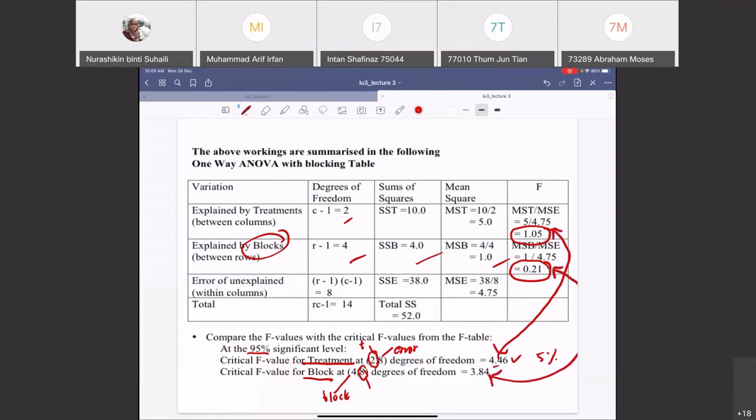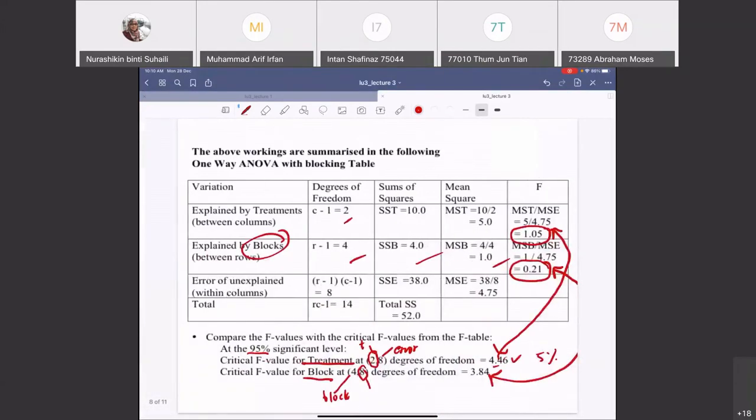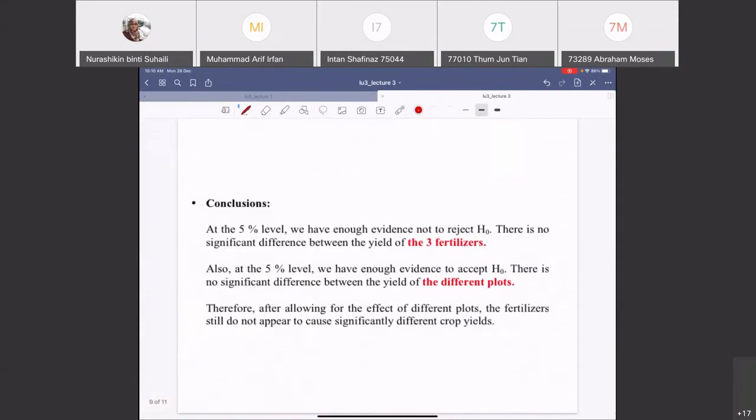Okay, so which one depends on the rule of thumb, right? The rule of thumb: if let's say the F calculated is less than the critical F for both of these, it means that you accept the null hypothesis for both. So in your conclusion, you would have two conclusions. One is for the treatment and one is for the block.